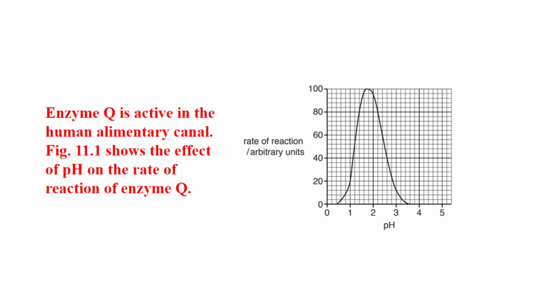Now, let's talk about enzymes. Enzyme Q, active in the human alimentary canal. Figure 11.1 shows the effect of pH on the rate of reaction of enzyme Q.